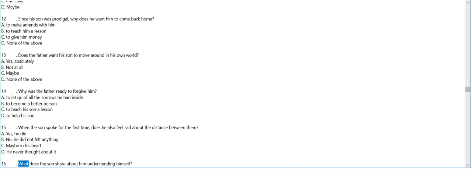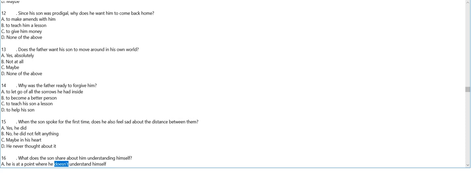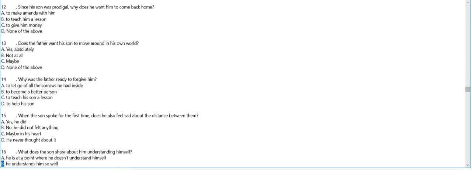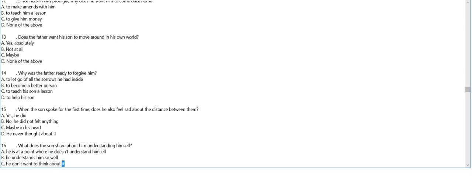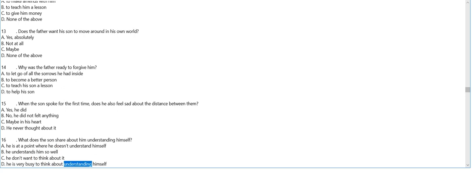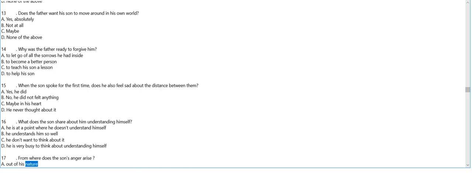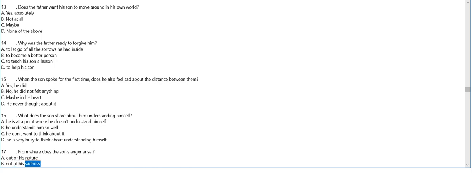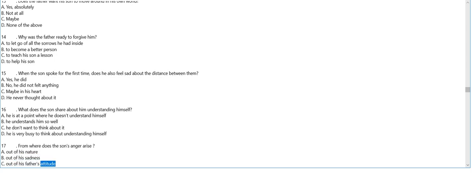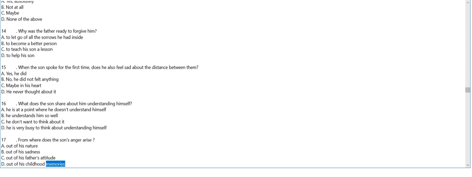16. What does the son share about him understanding himself? A. He is at a point where he doesn't understand himself. B. He understands him so well. C. He doesn't want to think about it. D. He is very busy to think about understanding himself. 17. From where does the son's anger arise? A. Out of his nature. B. Out of his sadness. C. Out of his father's attitude. D. Out of his childhood memories.